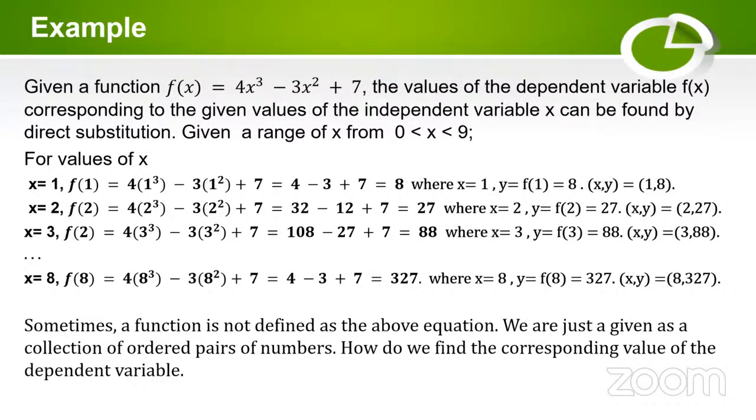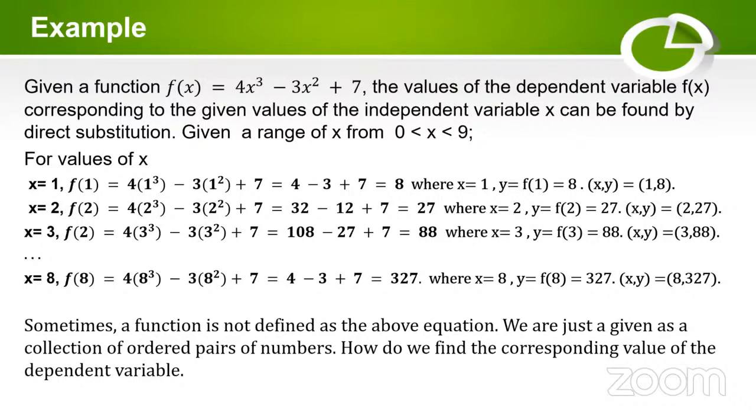So sometimes we might not be given a function f of s as explicitly stated here as 4s raised to the power 3 minus 3s squared plus 7. Sometimes we are just given a table with our x and y values, and we are asked to determine another value of x that lies within that range. Sometimes we are just given the value of x and we are asked to determine the value of y that lies within that range. So how do we calculate that? That's where interpolation comes in.